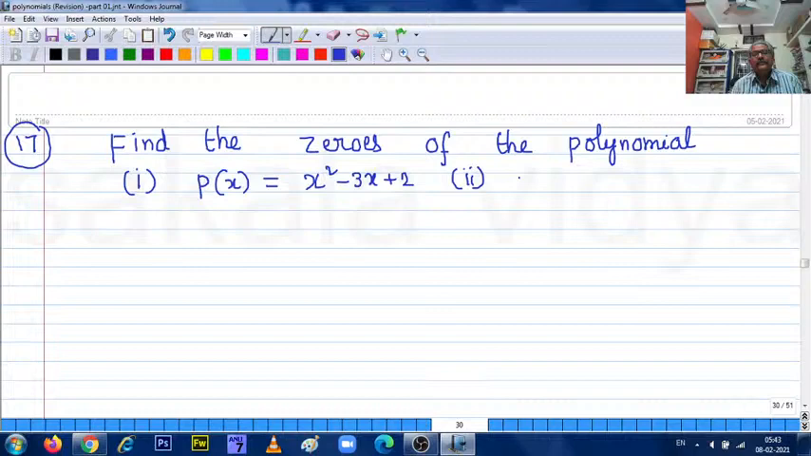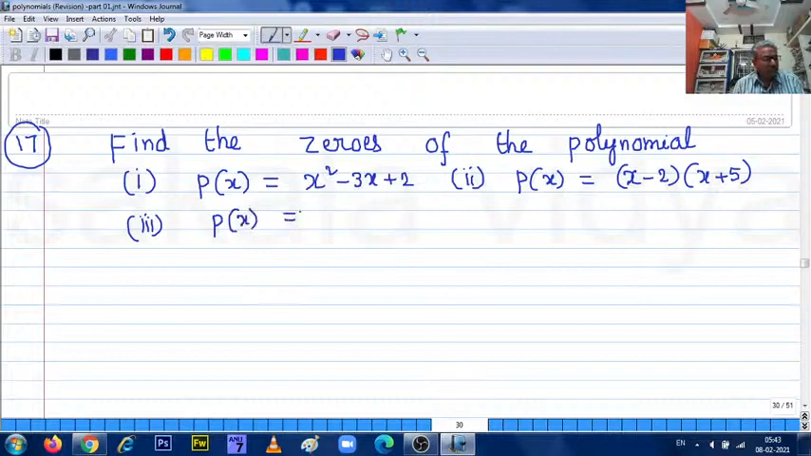Second, P of x equals x minus 2 times x plus 5. Here we have the third question, P of x equals x square minus 3. So here we have the 3 questions.